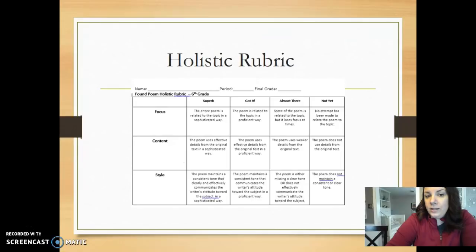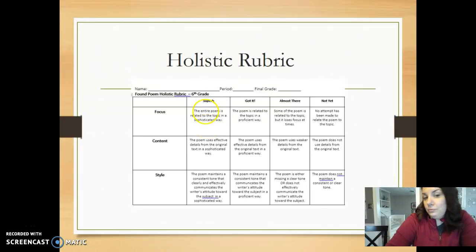Here is the rubric. You should get this out. And you want to focus on superb as always. It's a holistic rubric. So you will be getting just a score: superb, got it, almost there, or not yet. And I would like you to just take a few minutes right now and read through what I'm looking for in the rubric. So pause the video and look now.